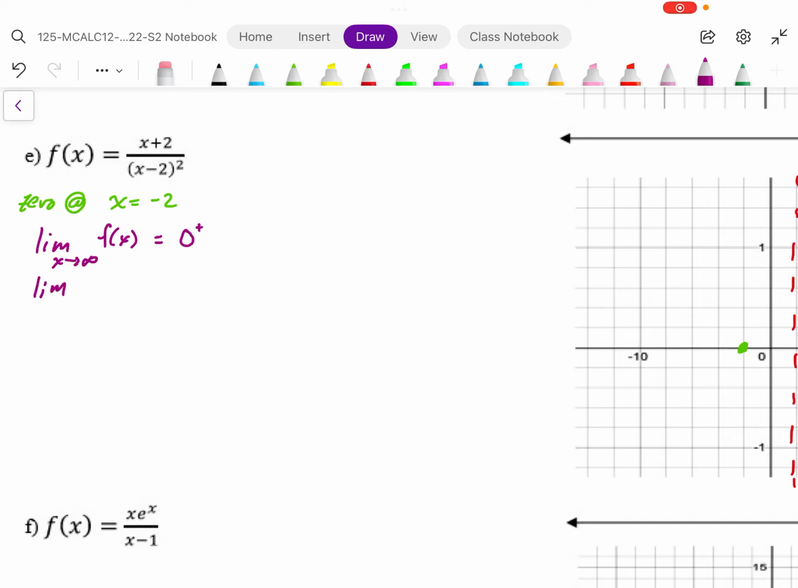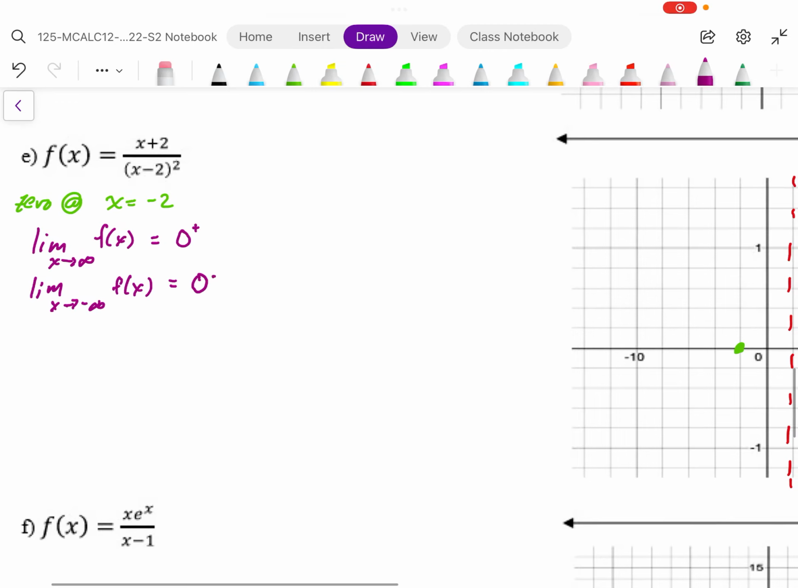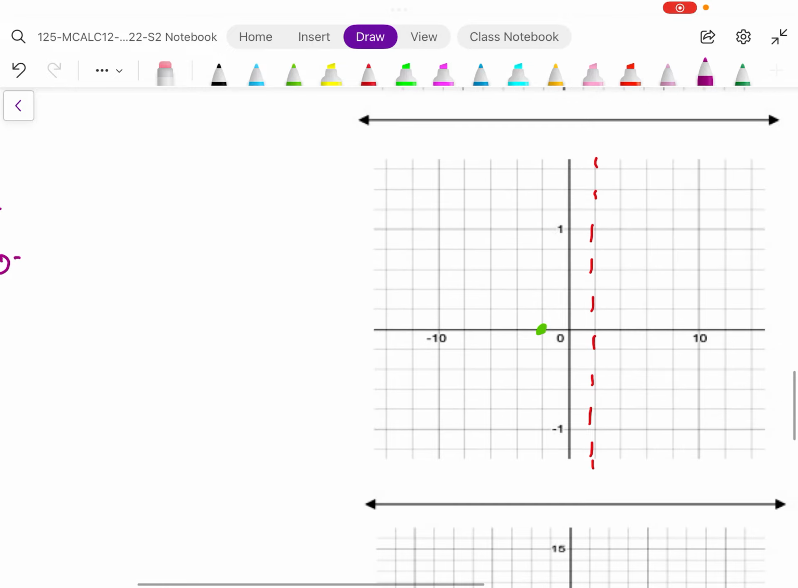Now, when I do the limit as x goes to negative infinity, we get 0 as well because the denominator is going to be infinite. But when we do the sign analysis, my numerator is negative at negative infinity. My denominator is always positive, so I'm going to be approaching 0 from the bottom side, the negative side. So what that means is that when I draw my horizontal asymptote in, it's probably going to come up like this. So I should expect a minimum point somewhere left of negative 2.